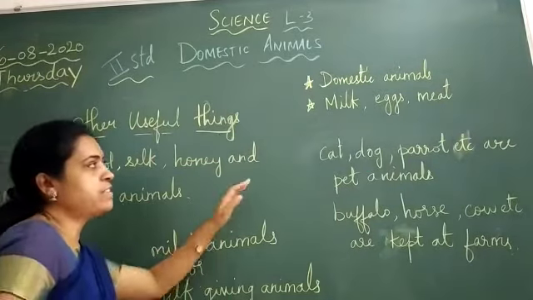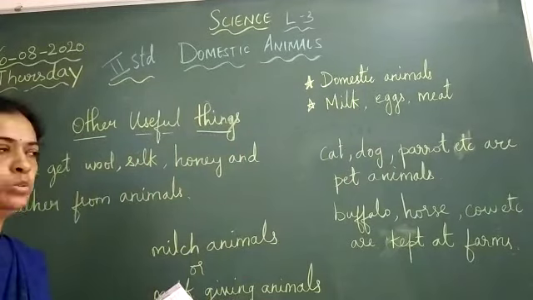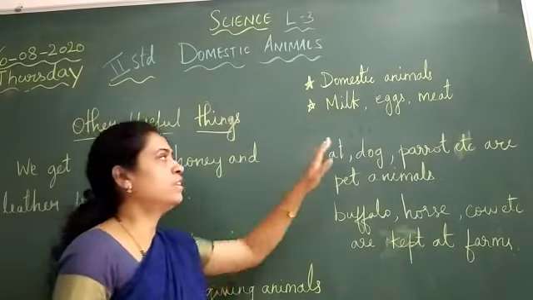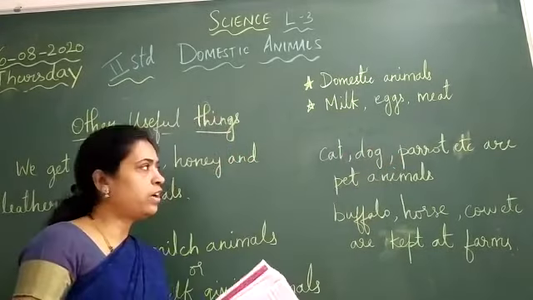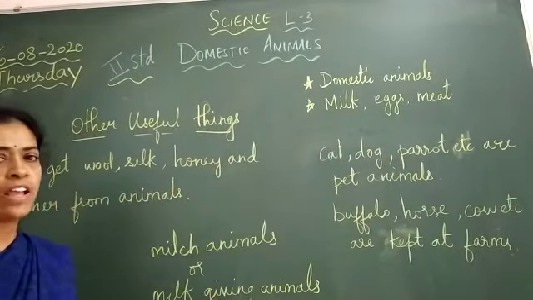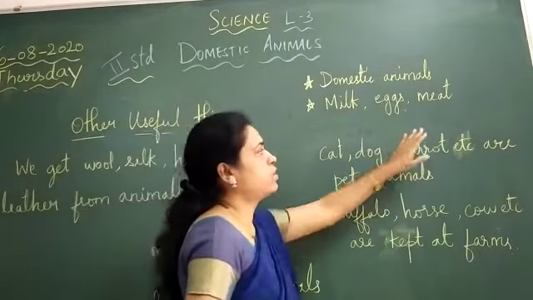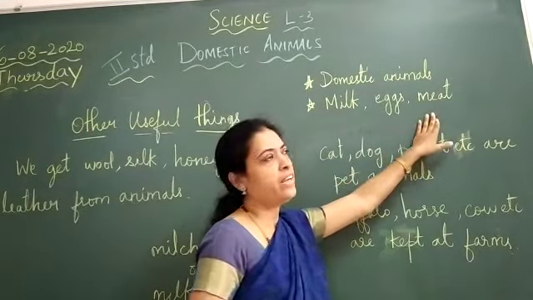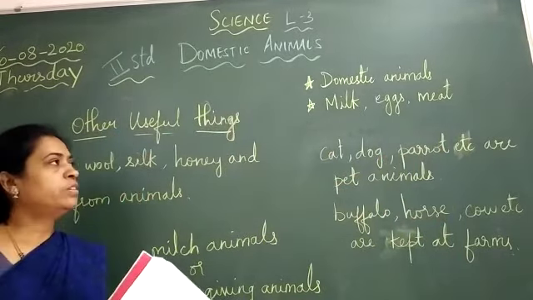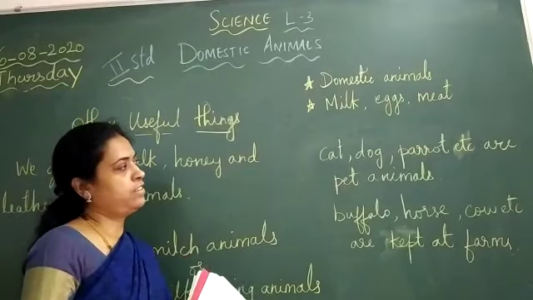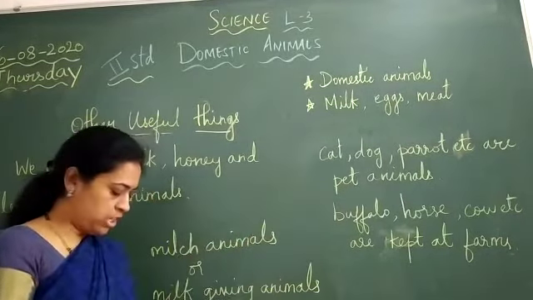And next one is eggs. We get eggs from hens, duck, goose. The eggs can be eaten raw, fried or boiled also, isn't it? Eggs are also used to make cakes, pastries, etc. And then the last one was meat. We get meat from chicken, fish, goat. So they give us energy, isn't it, children? So we had learned till here in the last class.